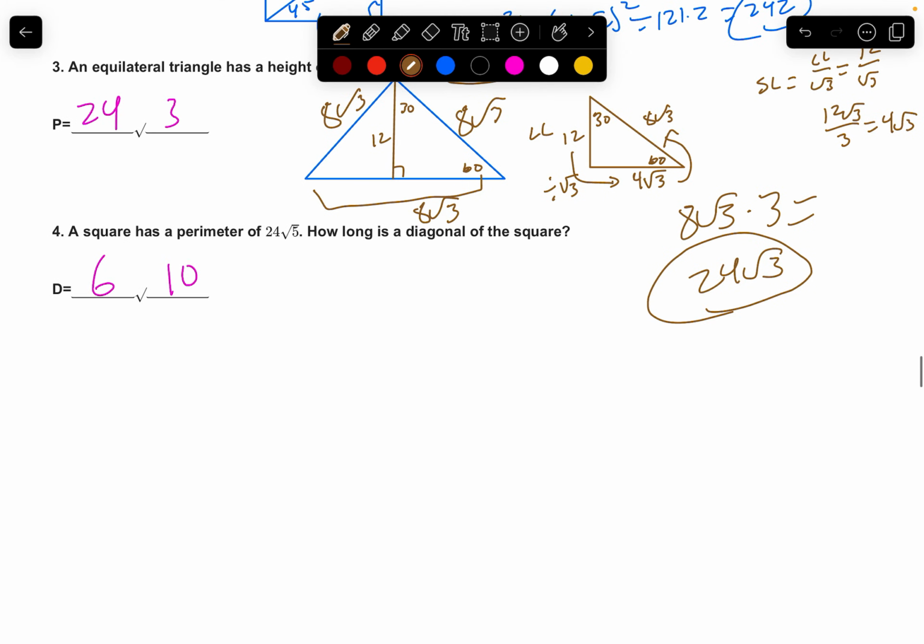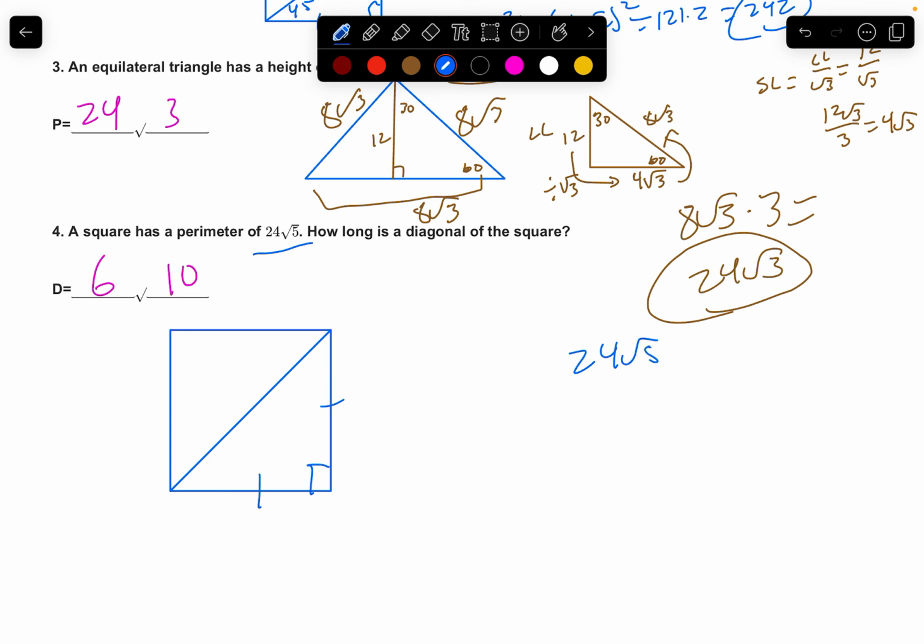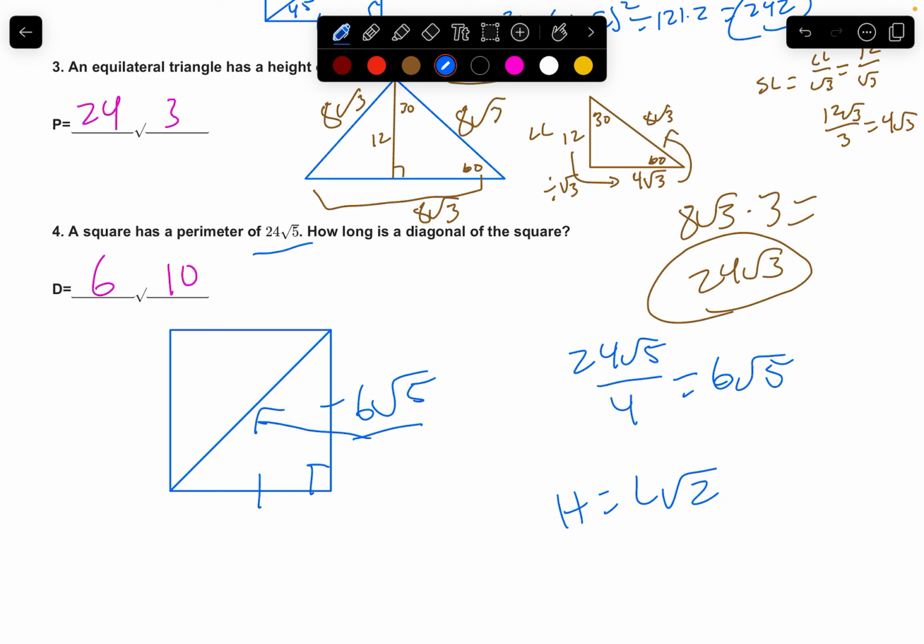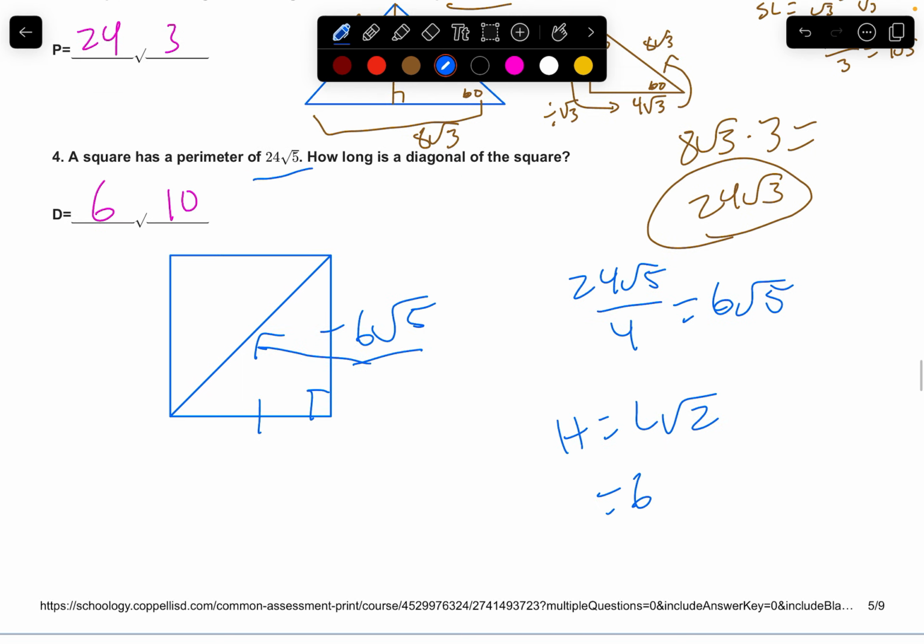All right, we're back to another square. Got this gorgeous square. When I draw the diagonal of a square, it cuts it into 45, 45, 90s. It says the perimeter is 24 root 5. So 24 root 5 divided by 4 is 6 root 5. So this side is 6 root 5. How do you go from the leg to the hypotenuse? The hypotenuse equals the leg times root 2. So for this one, that'd be 6 root 5 times root 2, which is 6 root 10.